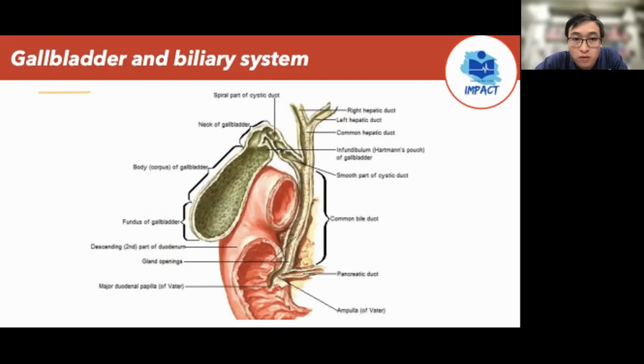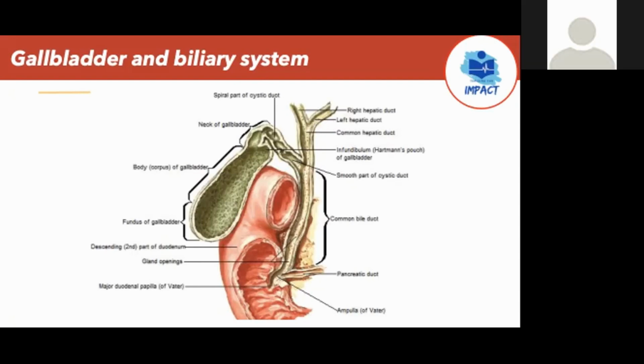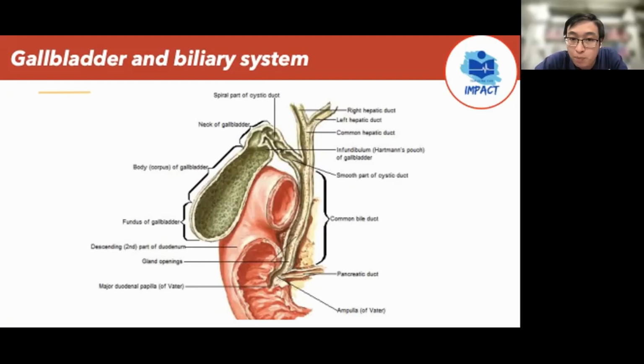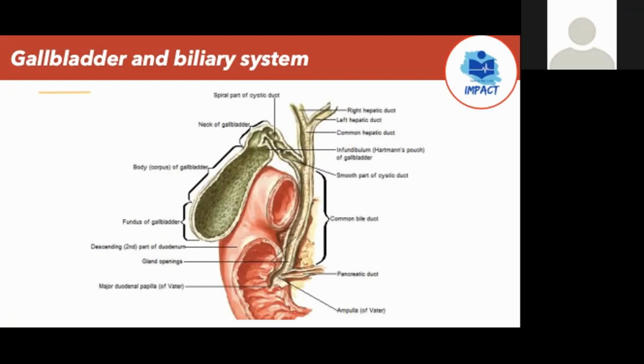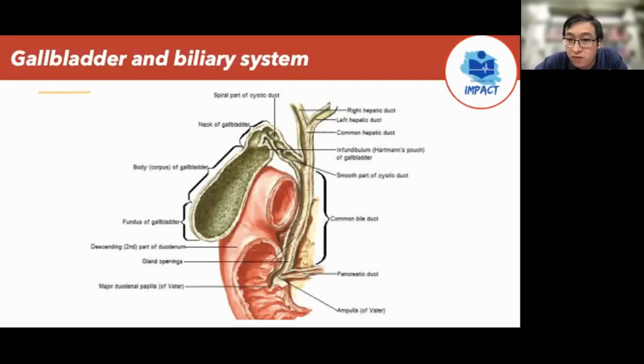I'm sure most of this is well known to everyone here, but as you all know, bile is produced by the hepatocytes in the liver, and then the bile is secreted into the intrahepatic bile ducts, and then the intrahepatic bile ducts become progressively larger and eventually form the right and left hepatic ducts.